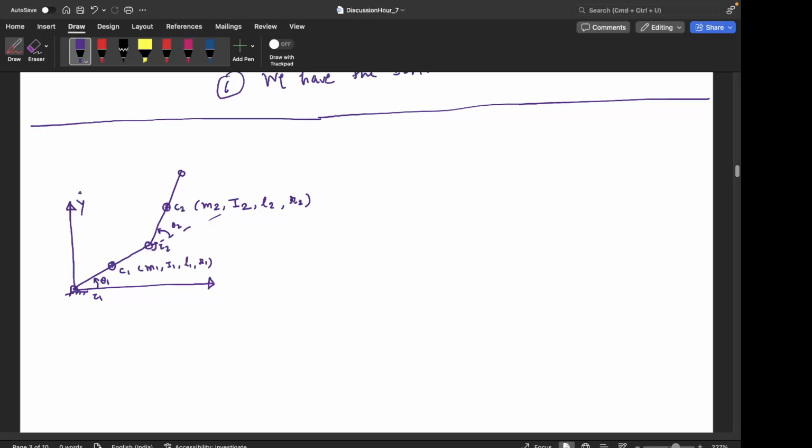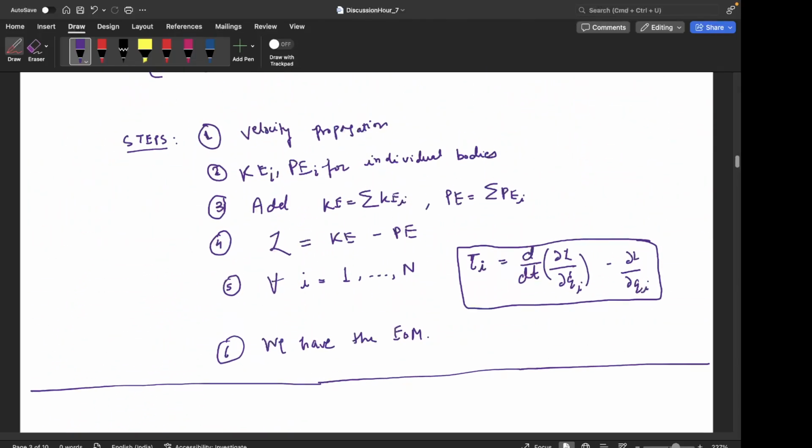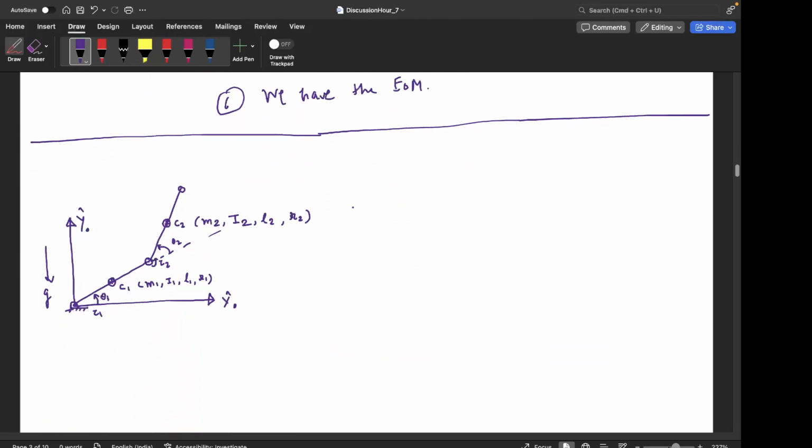And this is the y0 axis, this is the x0 axis, and gravity is acting downwards. Alright, I think we have everything to start. So let's follow these steps. So first is velocity propagation.